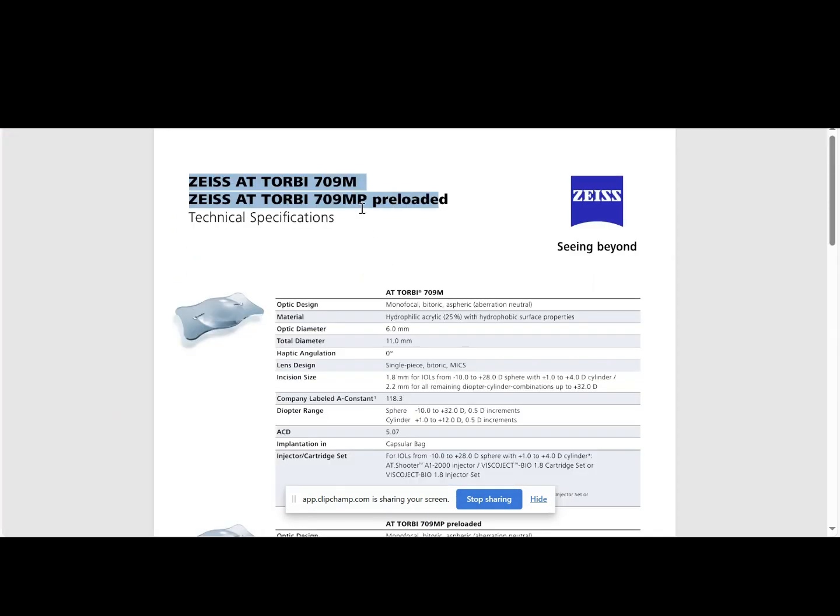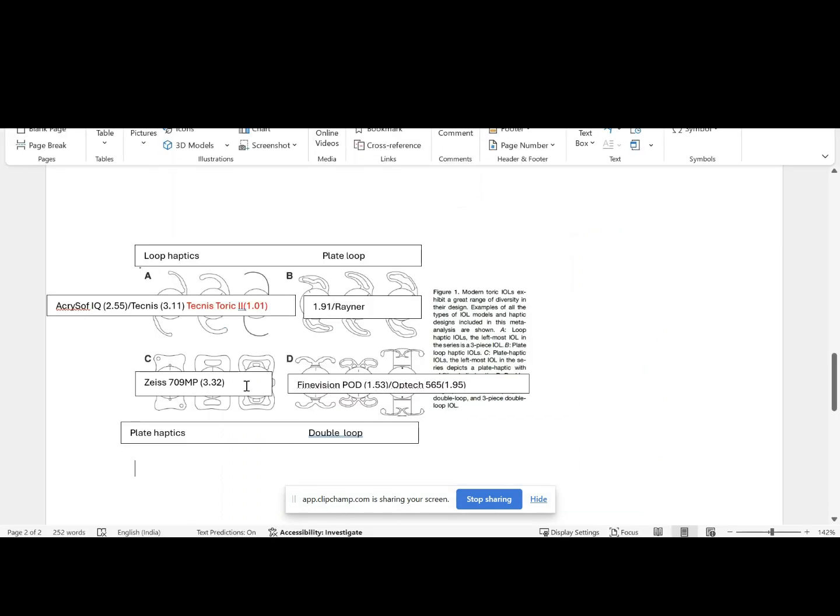The difference between AM and MP is that the MP is preloaded. So this is basically the shape of the plate haptic lens. It is a 6 and 11 millimeter lens. This had a rotational stability loss of 3.32 degrees.